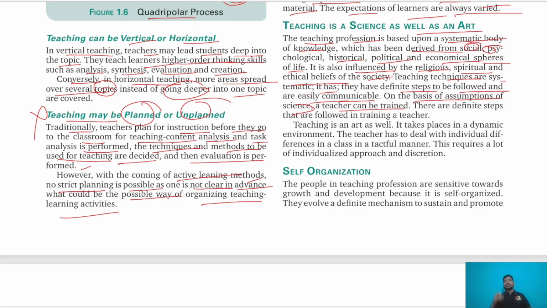psychological, historical, political, and economical spheres of life. It is also influenced by the religious, spiritual, and ethical beliefs of the society, without which we cannot teach. So it is known as science.